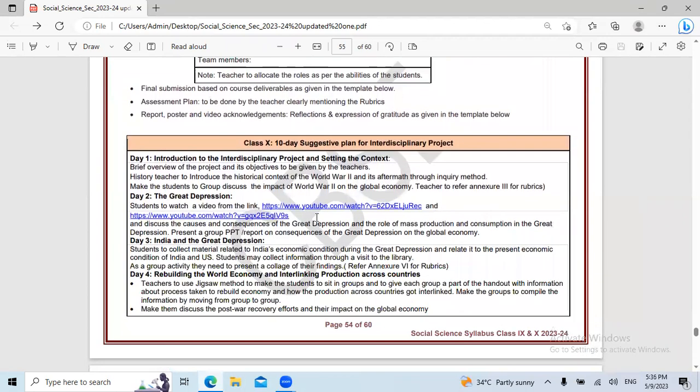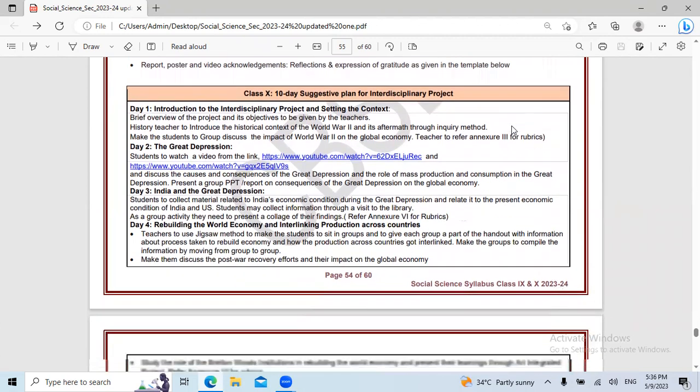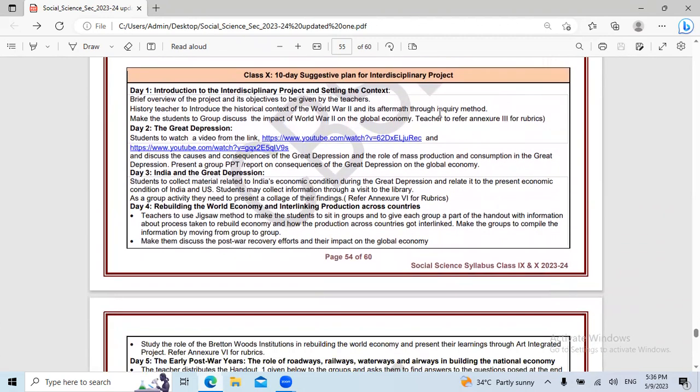Final submission based on the course deliverables as given in the template below. Assessment plan to be done by the teacher, clearly mentioning the rubrics. Report, poster, and video, acknowledgements, reflection and expression of gratitude as given in the template below. Now see, here the 10-day suggestive plan for the interdisciplinary project is given. On each and every day, what you are supposed to do.